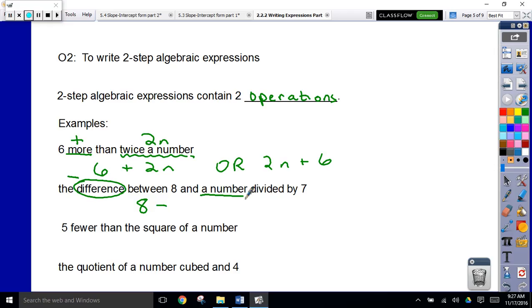A number divided by 7. So how do we write a number divided by 7? Forget the difference between 8 part. How would we write an expression for a number divided by 7? 7 over n. It goes the other way. You don't want n on the bottom, Thomas. n over 7. So n over 7.